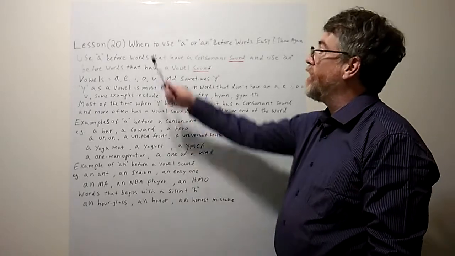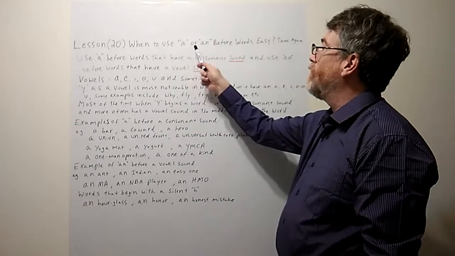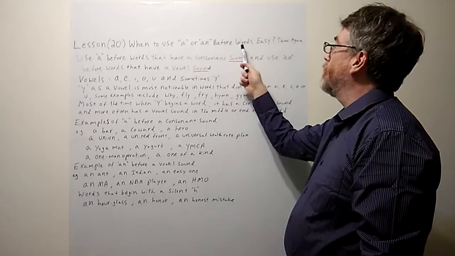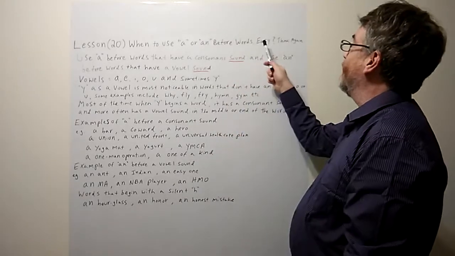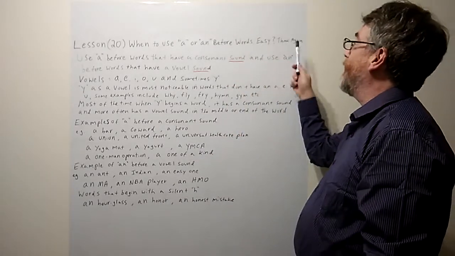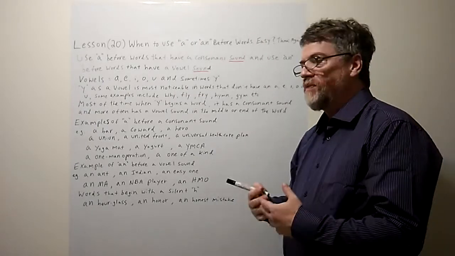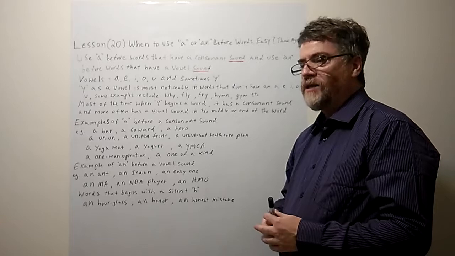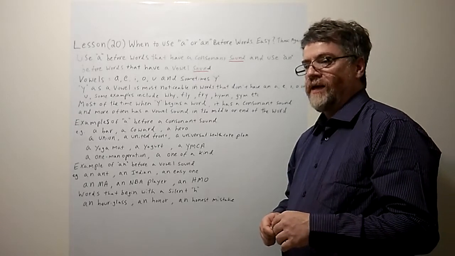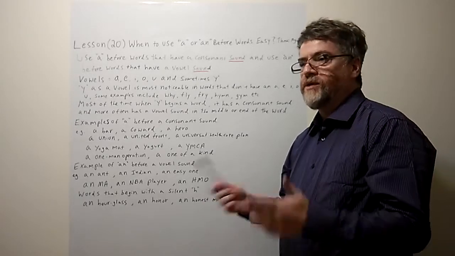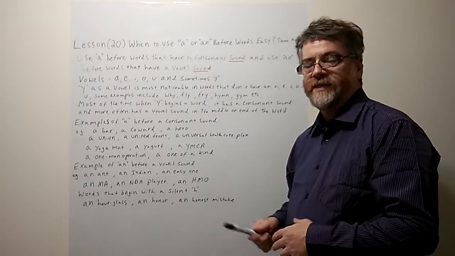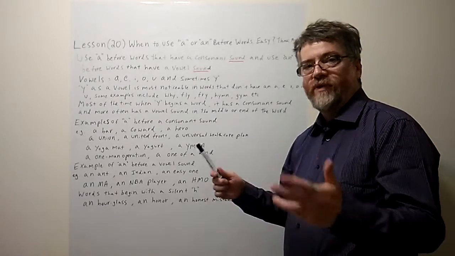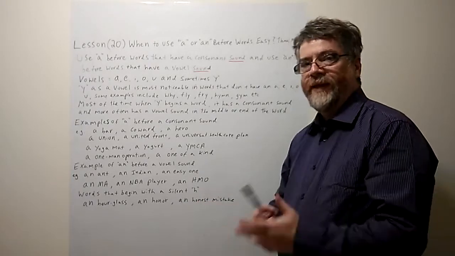Today we're going to go over when to use a or an before words. Okay, and there's my title, Easy, Think Again. Most people would automatically assume that this is simple. And I think the problem comes in that we've all been taught, we always hear the rule, use a before a consonant and use an before a vowel. It seems so simple.